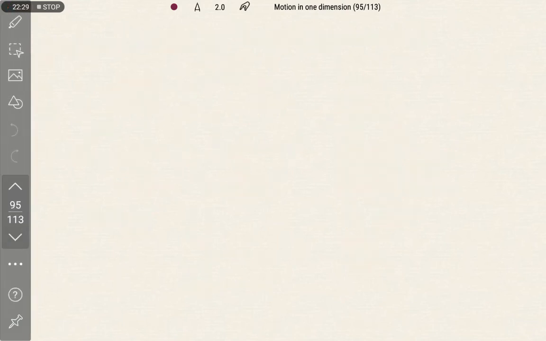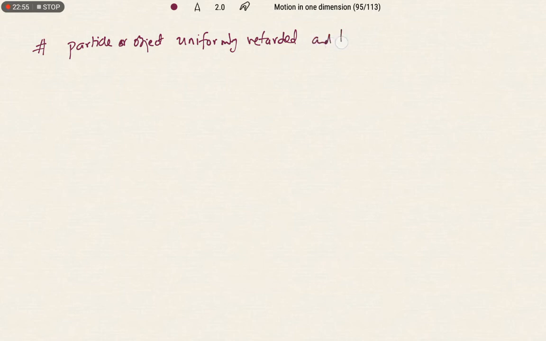Next kind of analysis: if the particle or object is uniformly retarded and then accelerated in the opposite direction.